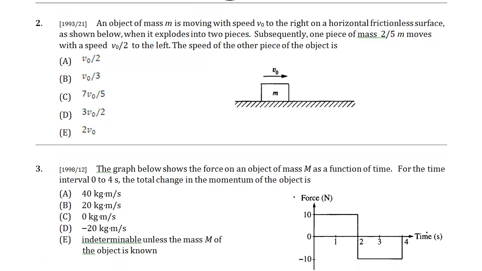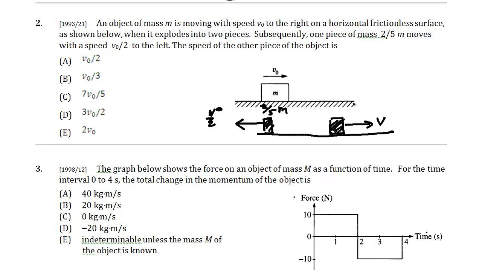Number 2. An object of mass m moving to the right explodes into 2 pieces. Afterwards, we know that 2/5 of the mass is going to go back to the left with half the original speed, so v0 over 2. And that means 3/5 of the mass is left to go at some speed which we want to determine. This is an explosion problem in one dimension.